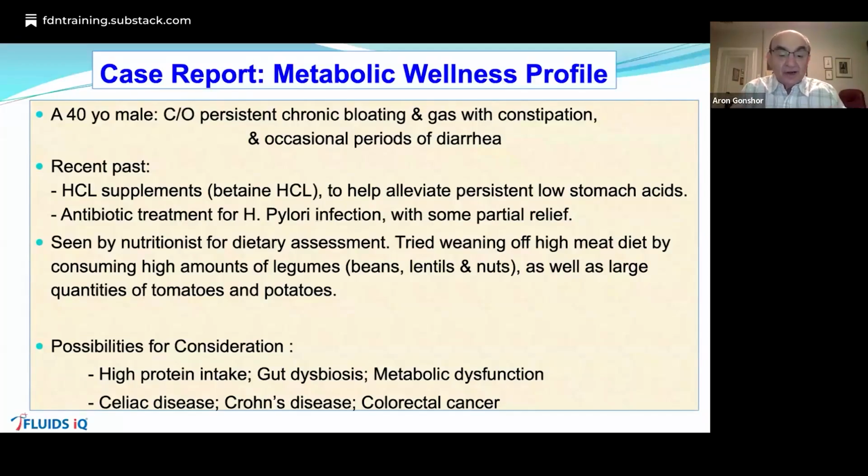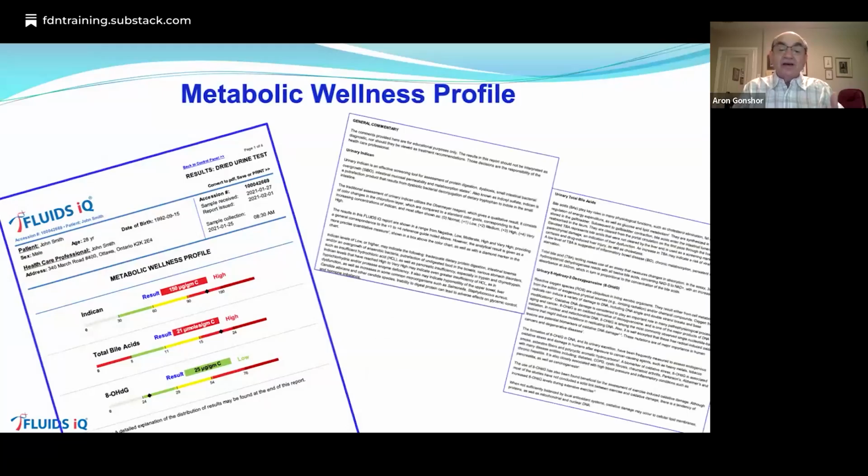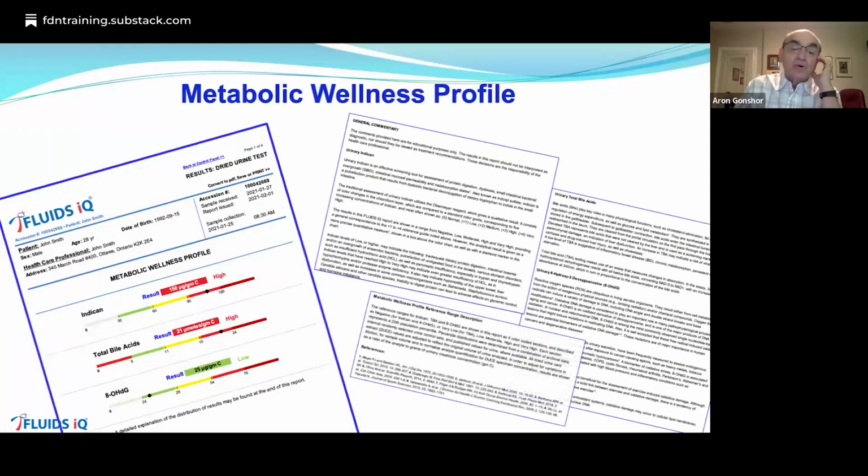So you do a differential. What are the possibilities here? Well, the high protein intake, the gut dysbiosis manifesting itself in a number of ways, including H. pylori, metabolic dysfunction, and of course, always consider that he could have undiagnosed celiac disease or Crohn's. Many people are walking around with undiagnosed Crohn's. And of course, unfortunately, he could have colorectal cancer. So we would look at one of our reports.